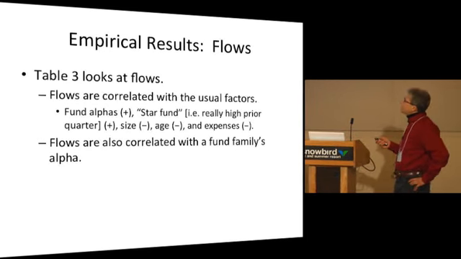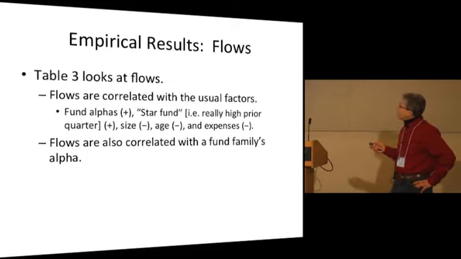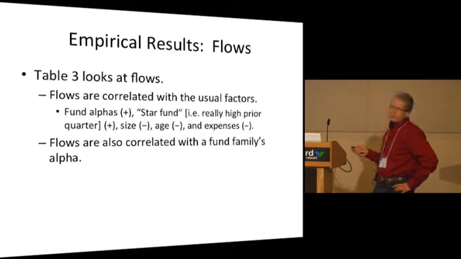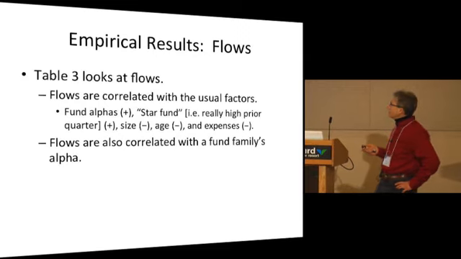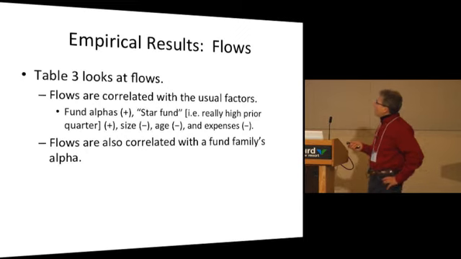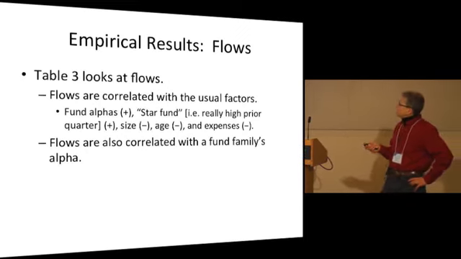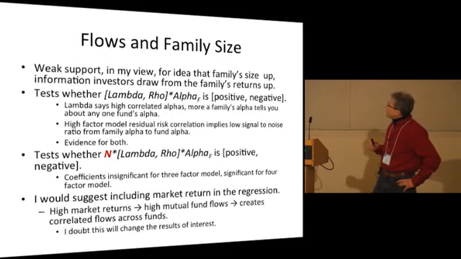Table 3 finds that flows are correlated with the usual return. So basically, fund alphas: you do well, you get money. If you're a star fund, which means you have a really good quarter, you do get money. If you're big, you don't get money as easily. If you're old, you don't get money as easily. If you have a lot of expenses, it's harder to drag in money. But they also find flows are correlated with the fund family alpha, so that's something. Again, this is why I think they'll find what they're looking for.